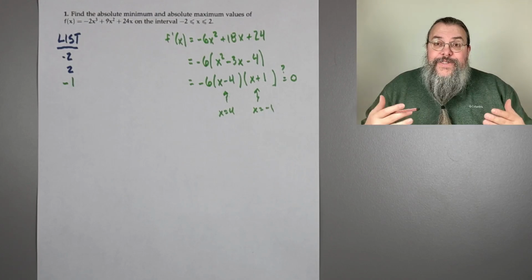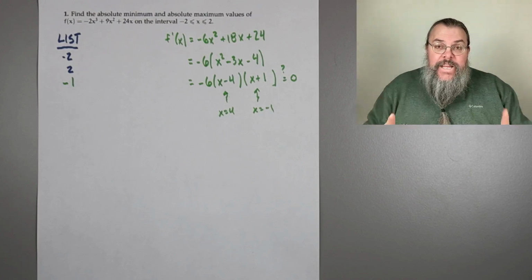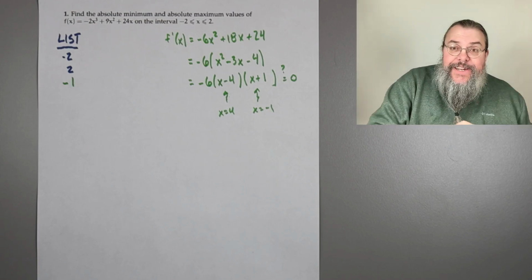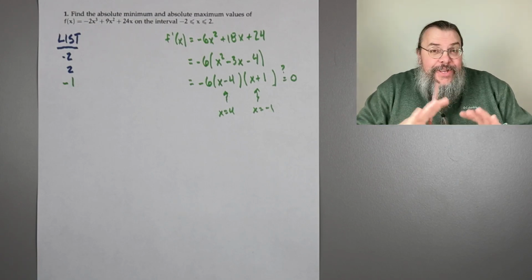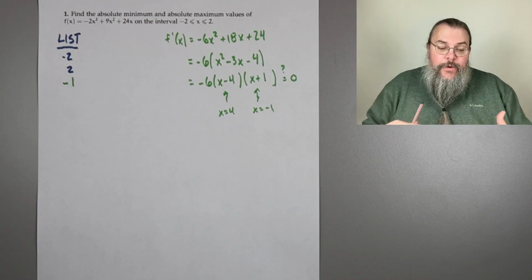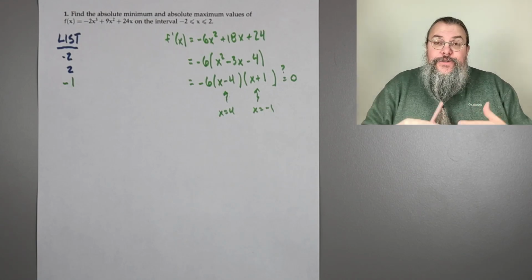And now our list is complete. Now, we're not done with the question. What does the list represent? The list says this is where it could occur. And so we say, okay, now that we know where it could occur, we need to plug in.